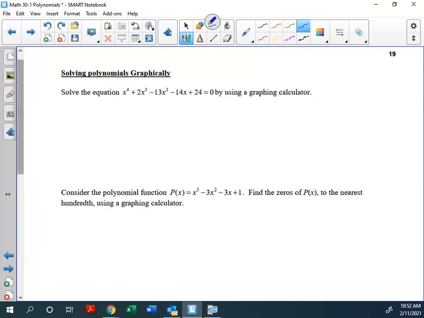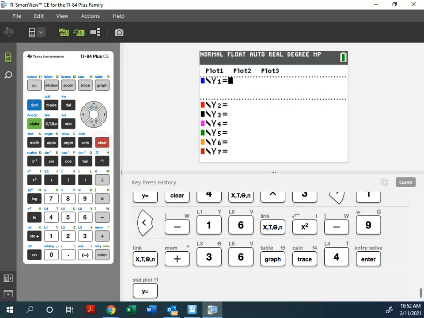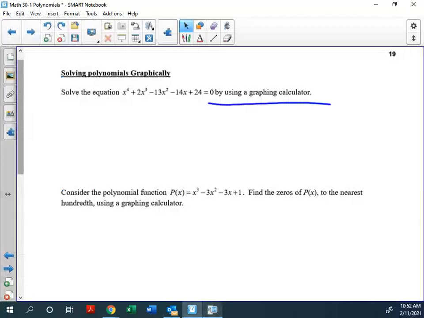Okay, solve the equation using a graphing calculator. So when you get this statement, I don't want to see anything but the answers. So that would be like a multiple choice question. That would be like a numerical response question. I would just go straight to my graphing calculator because those are the instructions.